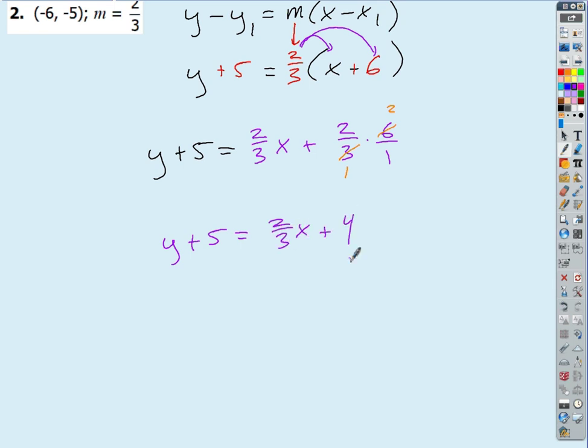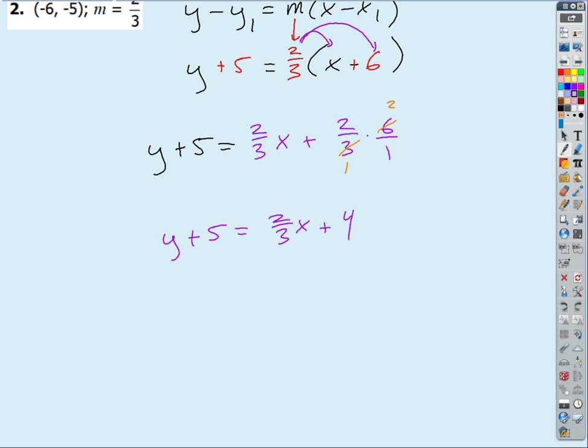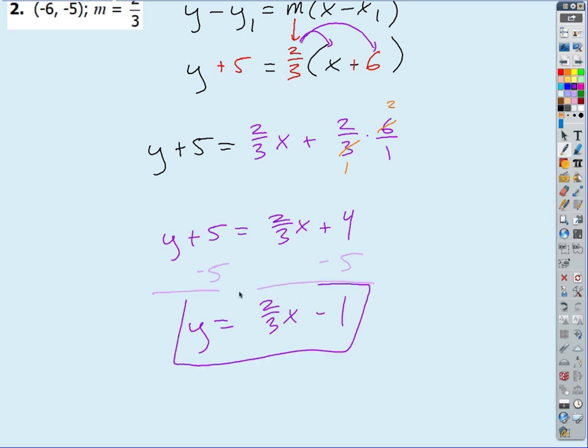Last step. What's the last step? Kiara, what's the last step? Good, okay, subtract 5. Very good. So we'll subtract 5 from both sides, and we get y equals 2/3 x minus 1. We're done. No big deal.